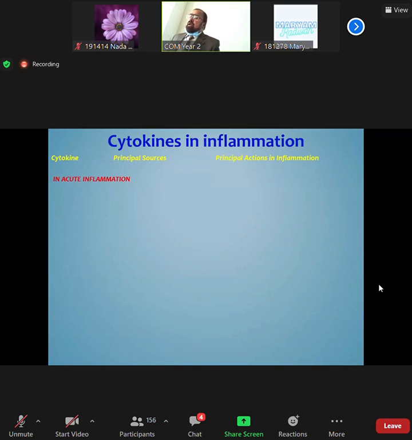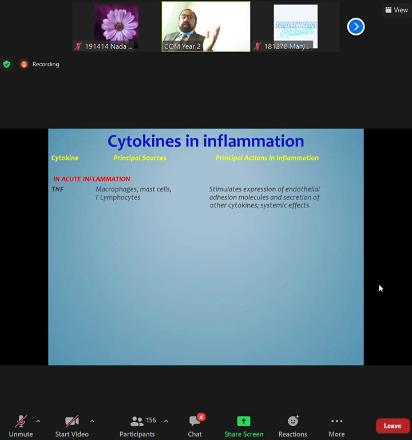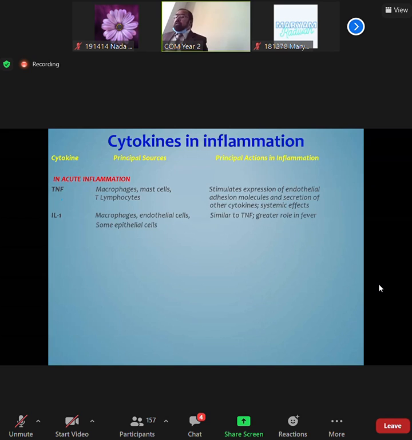Now, the actions are really important in both acute and chronic inflammation. Tumor necrosis factor, as you know, is secreted by macrophages, mast cells, and T lymphocytes. It stimulates expression of endothelial adhesion molecules and secretion of other cytokines, and it has systemic effects. What are the systemic effects? We will look at them in the next slide, right? Interleukin 1 is also secreted by macrophages, endothelial cells, and some epithelial cells. It has a similar action to tumor necrosis factor, but also has a great role in fever. So temperature is elevated by this IL-1.